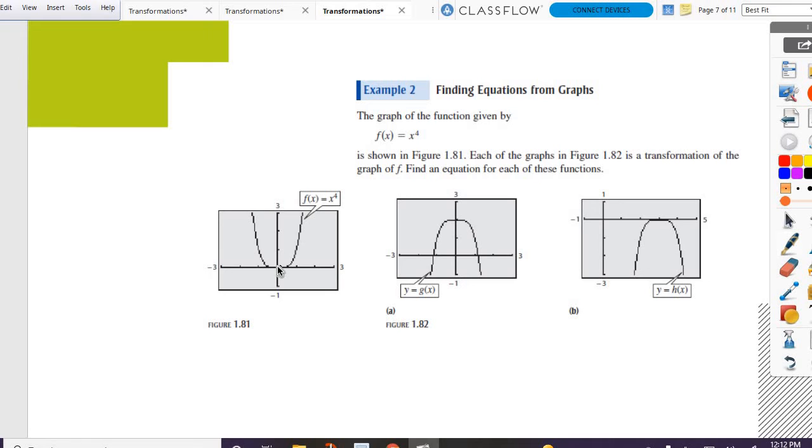So if it's been shifted up, does that go on the inside or the outside of our function? Outside. And if it's been reflected vertically, does that go on the inside or the outside of our function? Outside. So we would say that this is negative x to the fourth plus 2. Are we all okay with that?